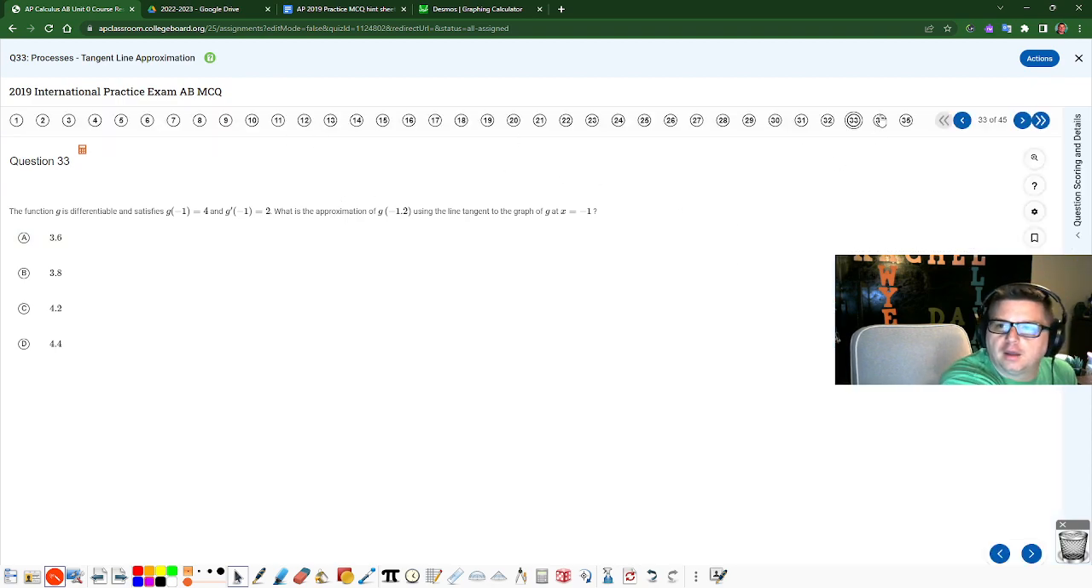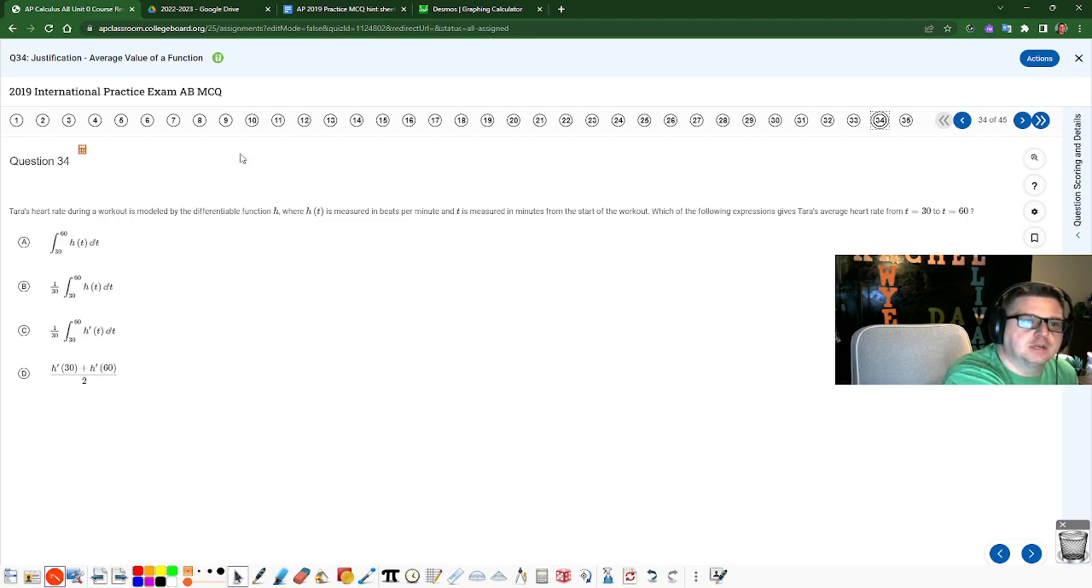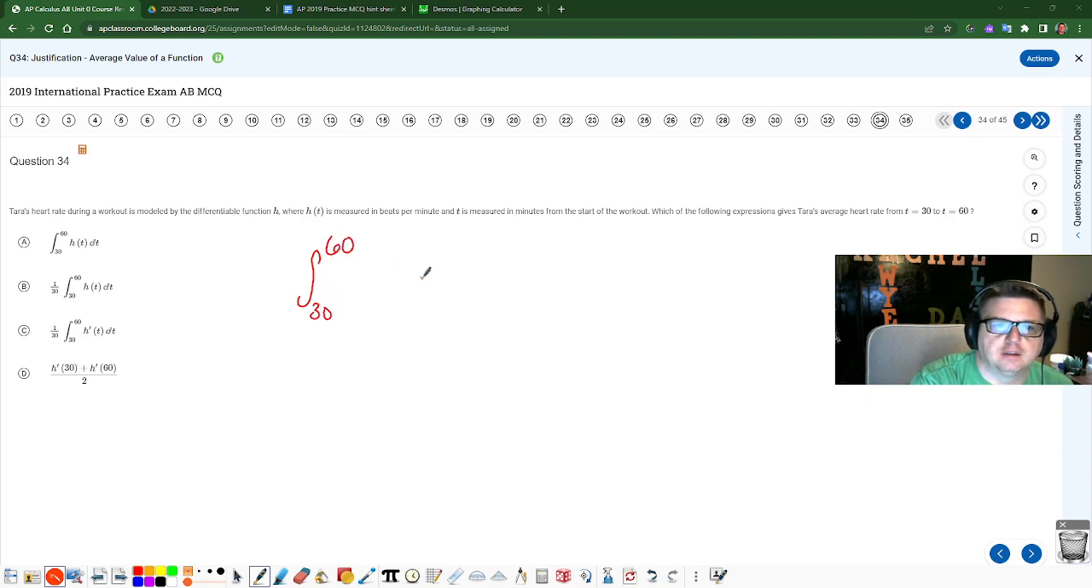Okay, 34. Tara's heart rate during a workout is modeled by a differentiable function h, where h of t is measured in beats per minute and t is measured in minutes at the start of the workout. Which of the following expressions gives Tara's average heart rate? Okay, so this is average. So we start at 30, we go to 60.